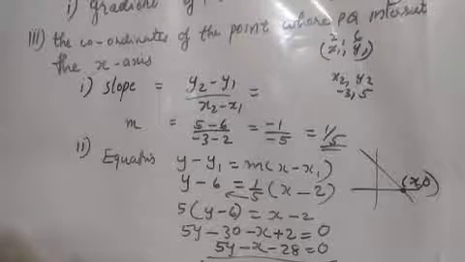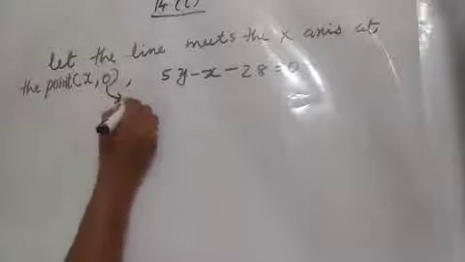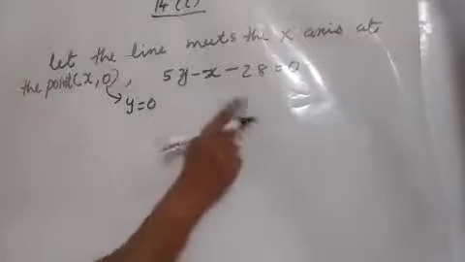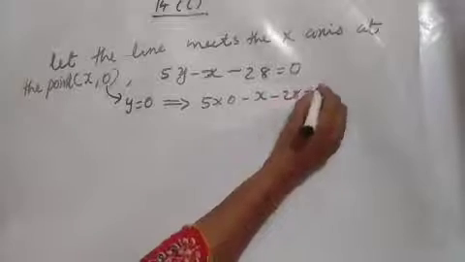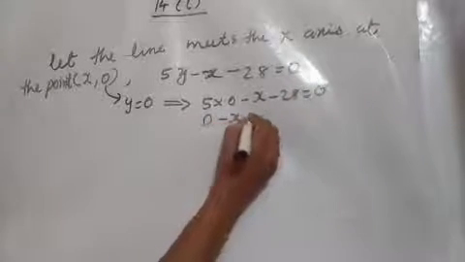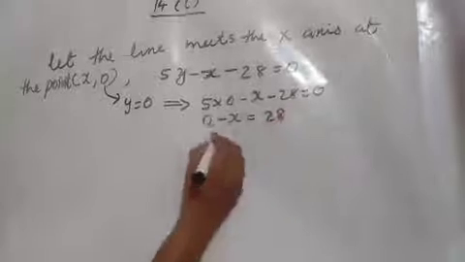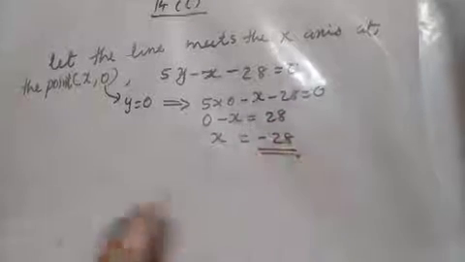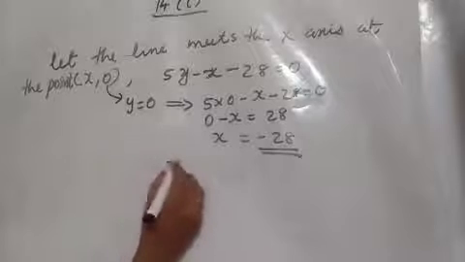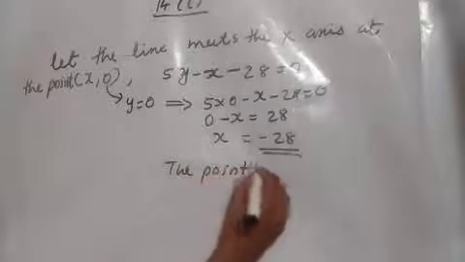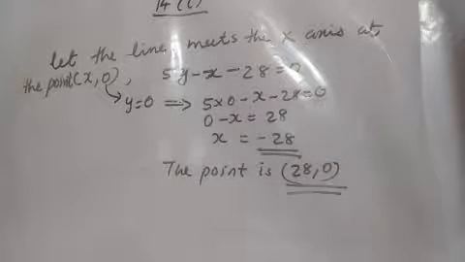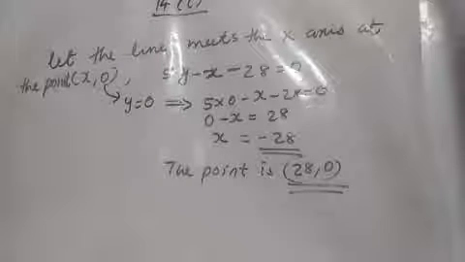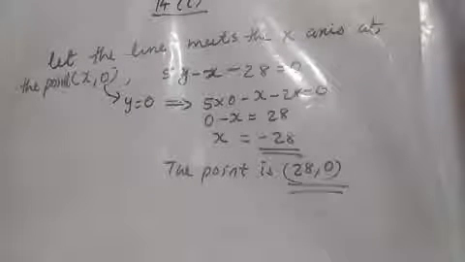Let us substitute the y coordinate as 0 in this equation. This is the equation of the straight line, no? So 5 into 0 minus x minus 28 equals 0, or 0 minus x equals 28, or x equals minus 28. So therefore the required point is (x, 0), that means (-28, 0). At (-28, 0), this line PQ meets the x-axis. Understood? You just replace the y coordinate as 0.